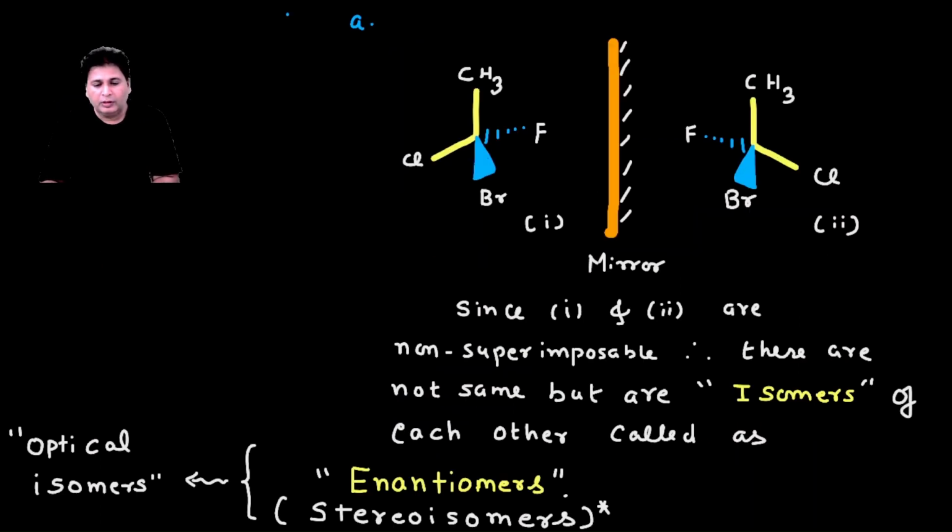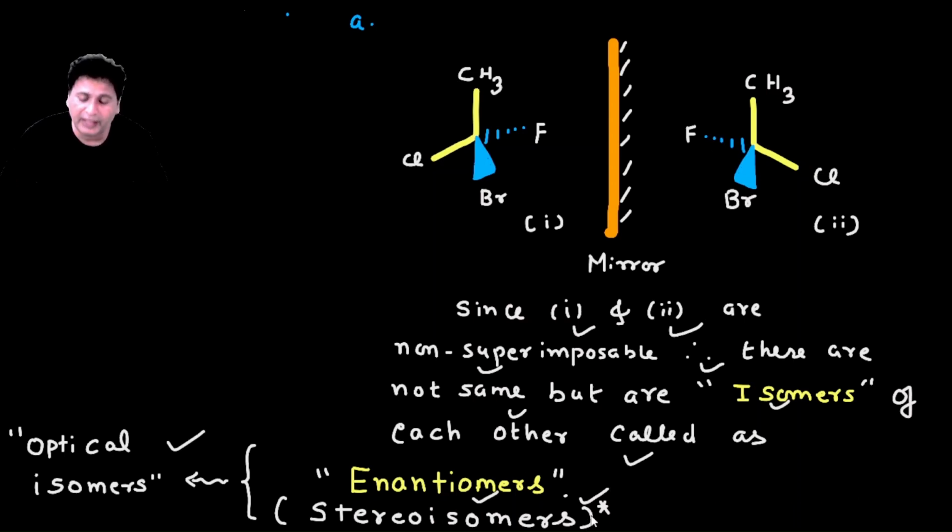So now I will again take up A. As I have tried to explain, since 1 and 2 are non-superimposable, these are not the same but are isomers of each other, called enantiomers or optical isomers, and these are stereoisomers. Okay, so that is very important to realize.